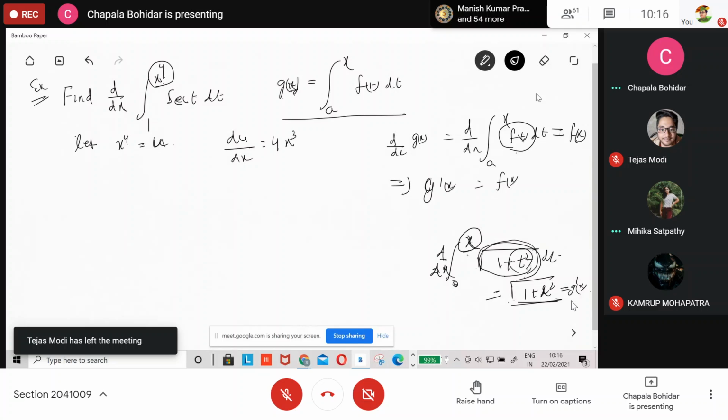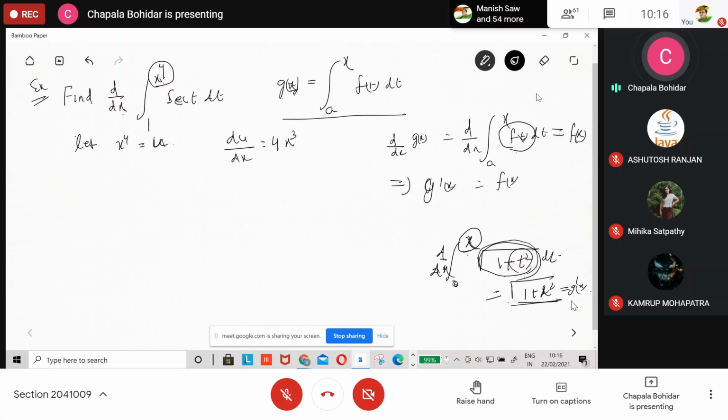Now it is d by dx of the integral from 1 to x to the power 4 of sec t dt. Our functional value is f(t) equal to sec t. But our upper limit is x to the power 4, not just x. Our definition says that it is only a single variable, just x, or you can say any u, not having a power and not multiplied by anything. So here we have to convert this into a single variable.